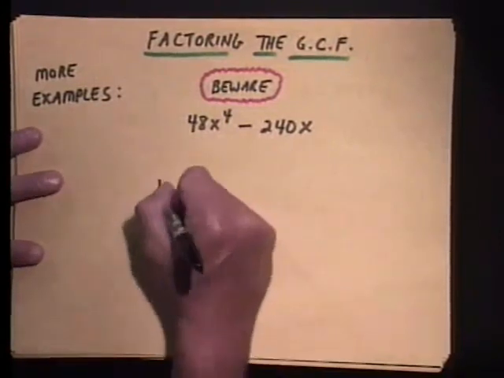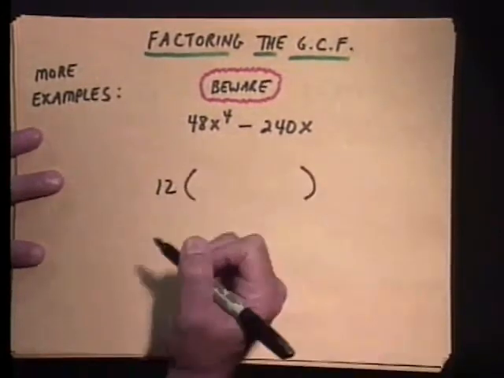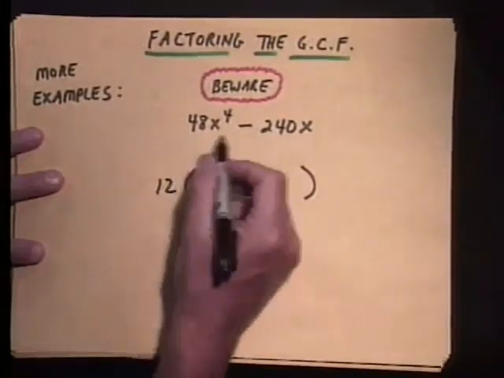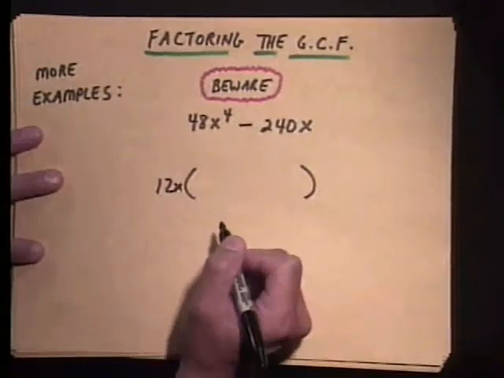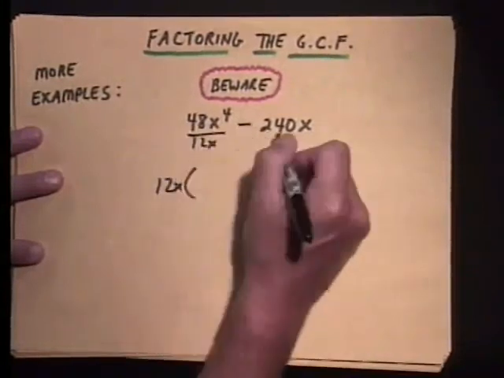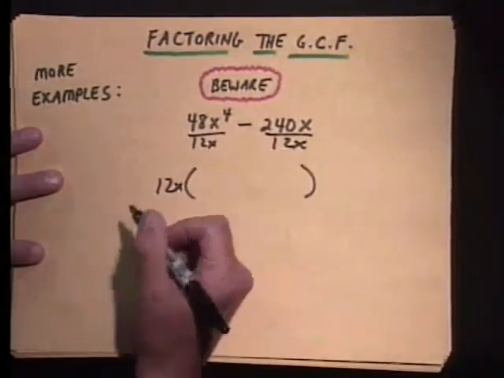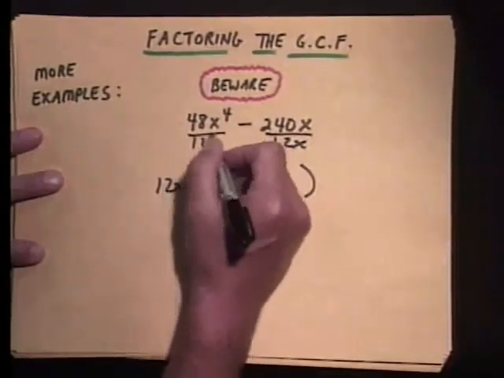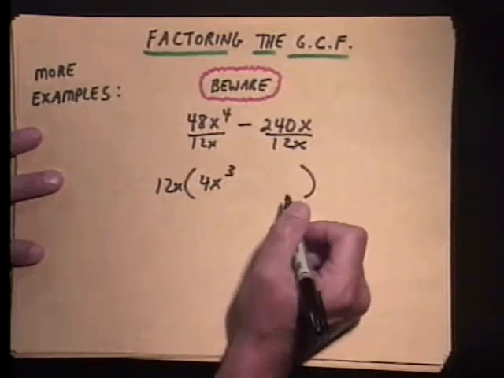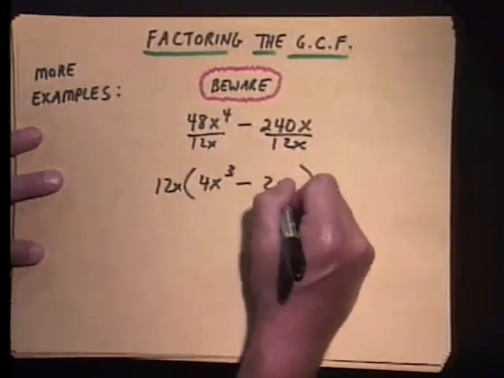We'll go ahead and say, and I'm going to deliberately miss this one. I know that's going to bother you. I'm just going to take 12 out of the numbers, and I see an x is in common, so let me sneak that x in there. All right? Watch what happens here. If I divide each term by 12x, I'm left with 4x to the third, dividing the numbers and subtracting the powers on the variables, minus 20.